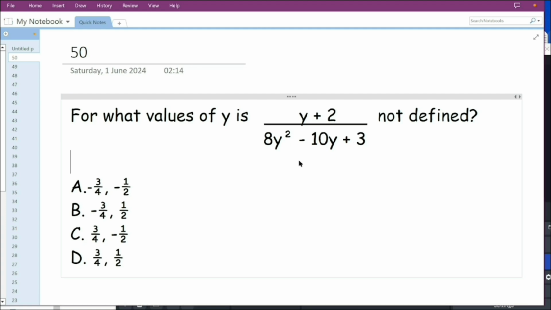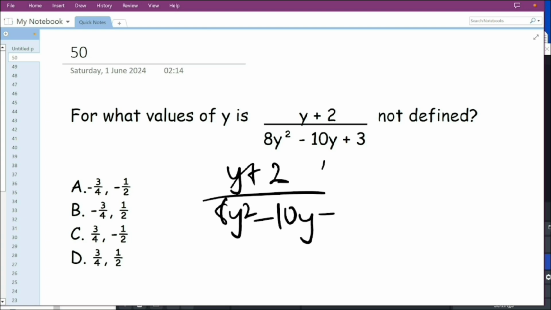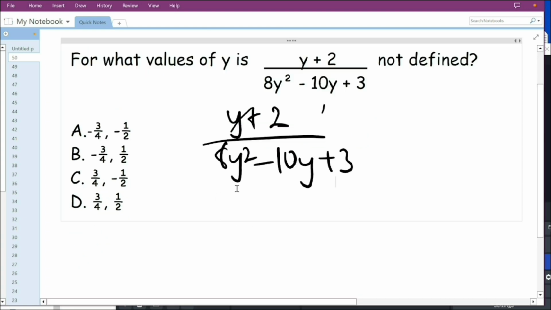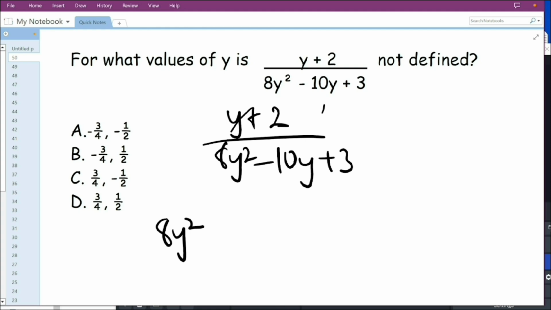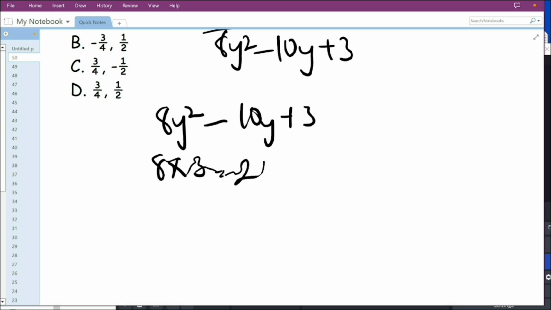So let's factorize. We have (y + 2)/(8y² − 10y + 3). Since it's an OBJ question, we don't really need to show our working expressly. Let's just concentrate on the number below, 8y² − 10y + 3. To factorize, we take the value of our y², which is 8, then our constant, which is plus 3. We multiply them together: 8 times 3 gives 24.